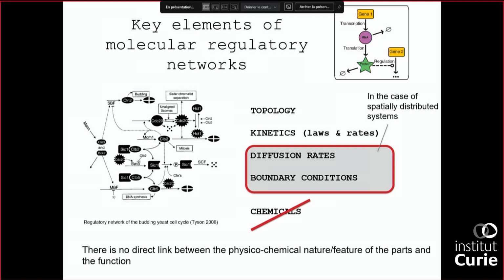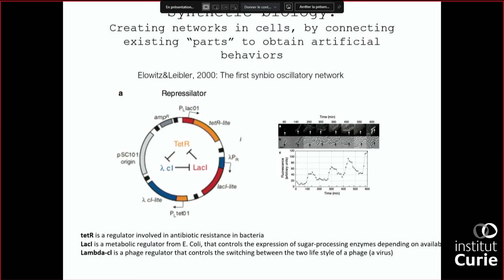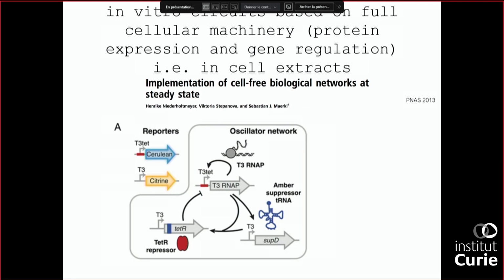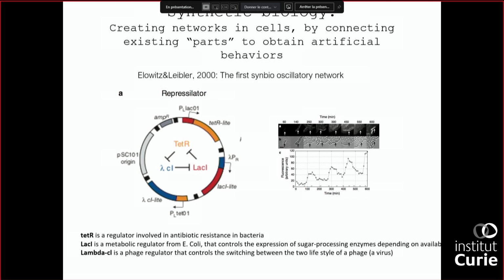No, there is no direct link between the physical-chemical nature of the parts and the function. And this is the point where I wanted to go. This was very well exemplified by the first papers of a field called synthetic biology. Here is an example from 2000 by Elowitz and Leibler. It was the beginning of synthetic biology: artificial in vivo oscillatory networks.